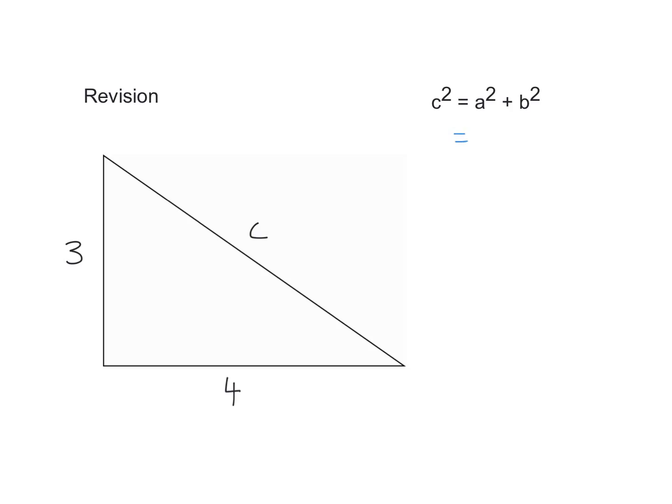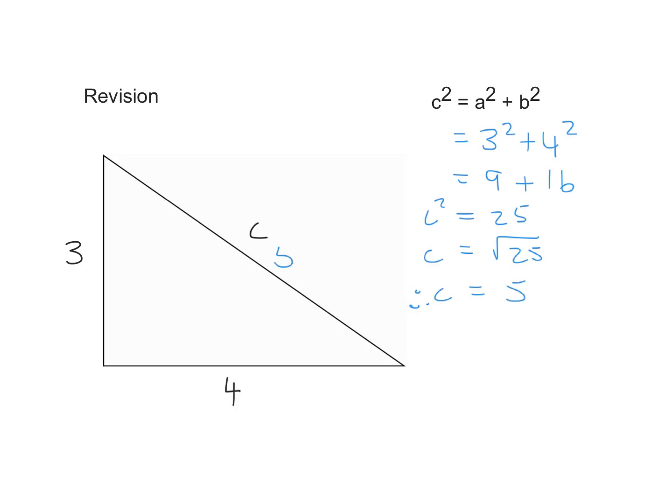Alright, so you should have had something like this: 3 squared plus 4 squared, so 3 3s are 9, plus 4 4s are 16. We add the two together, we get 25, and that is true for c squared. C therefore equals the square root of 25, and c therefore is equal to 5. So this is equal to 5 units. Well done.